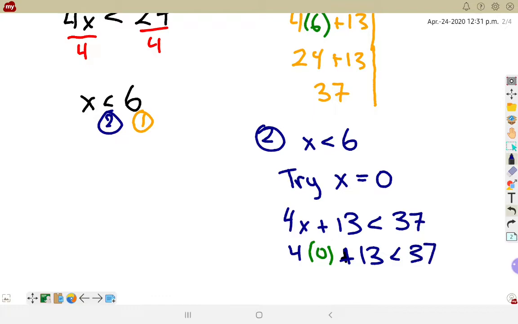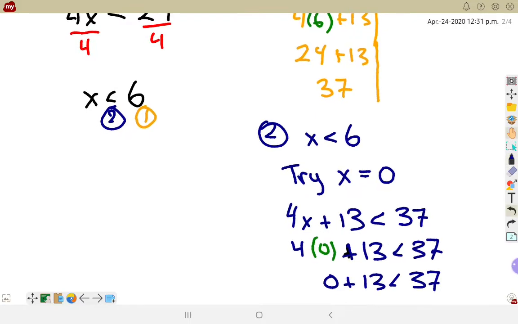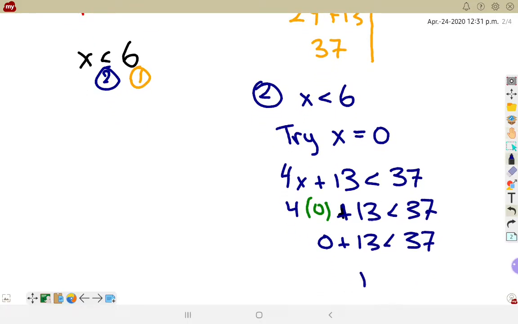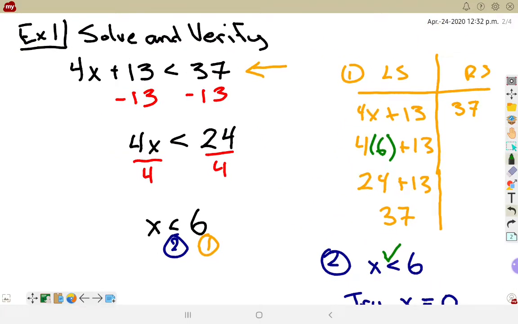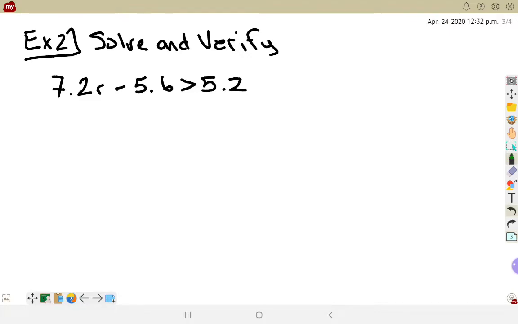So 4 times 0 is 0. 0 plus 13 is 13. And 13 is less than 37. So I right now have a true statement, which is good. What I want is to get something here that is true. So because that's a true statement, it means the inequality symbol is facing the correct way. Okay, so the solution to this inequality is x is smaller than 6. So I have the correct boundary point, and any value that is smaller than 6 is going to make that original inequality true. Okay, we'll do another one here with decimals.